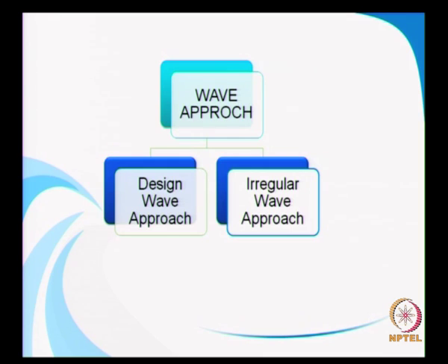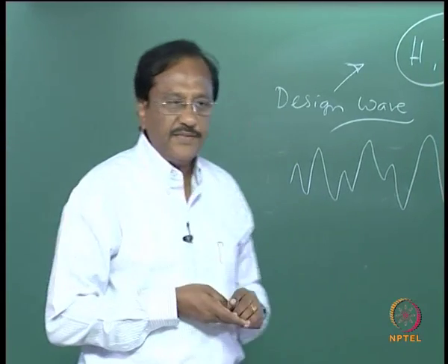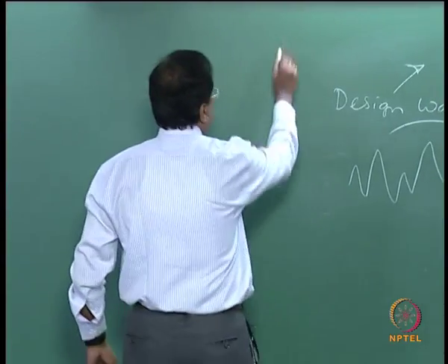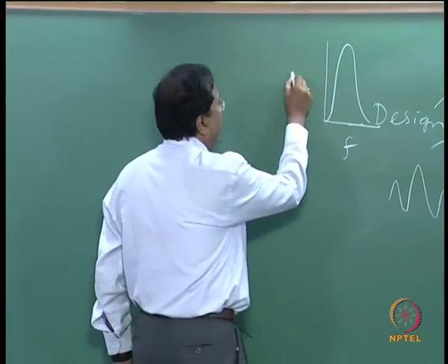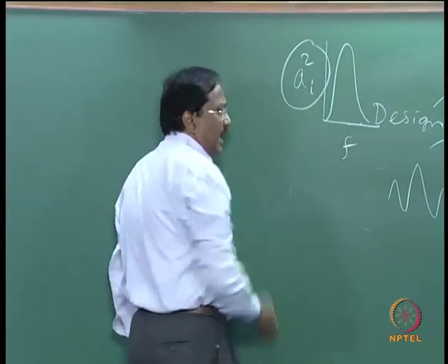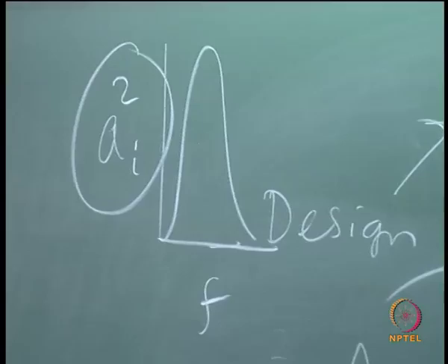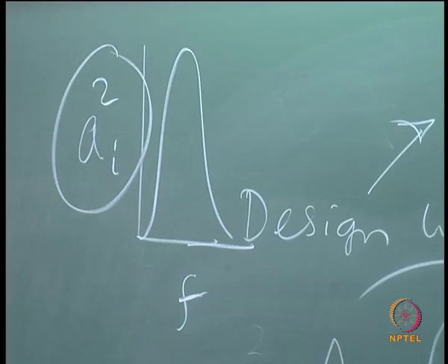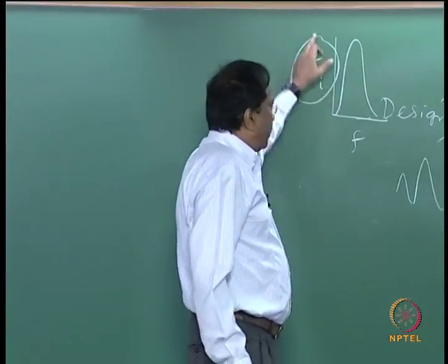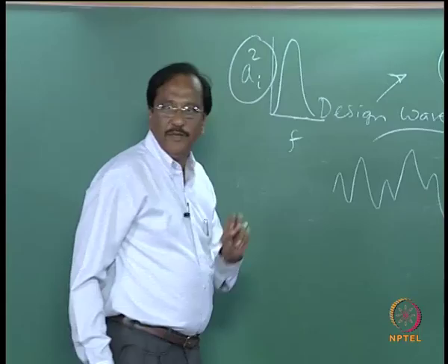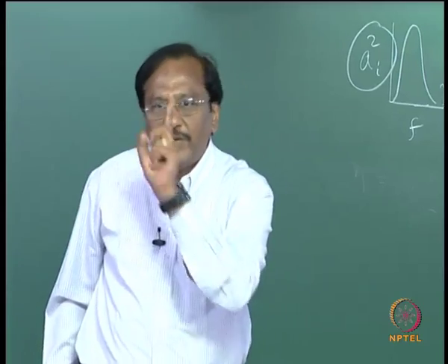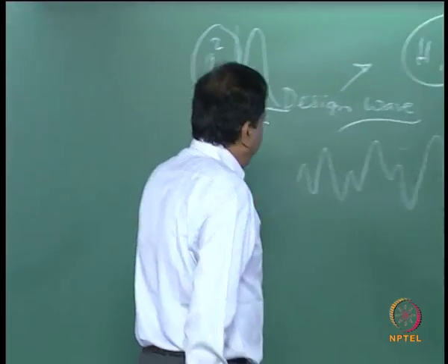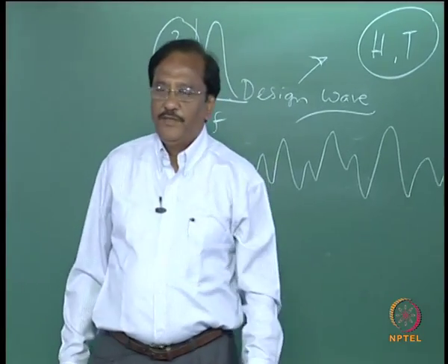So usually in the irregular wave approach, you will be presenting the results in what is called the frequency domain, which will be looking like this. You will have frequency here, and you will have some kind of amplitude on the y axis, which is referred to as spectral density. So this figure will give you how the forces vary for different frequency components. In the design wave approach, you are going to deal only with one frequency, that is, the entire frequencies are represented by a single wave period.